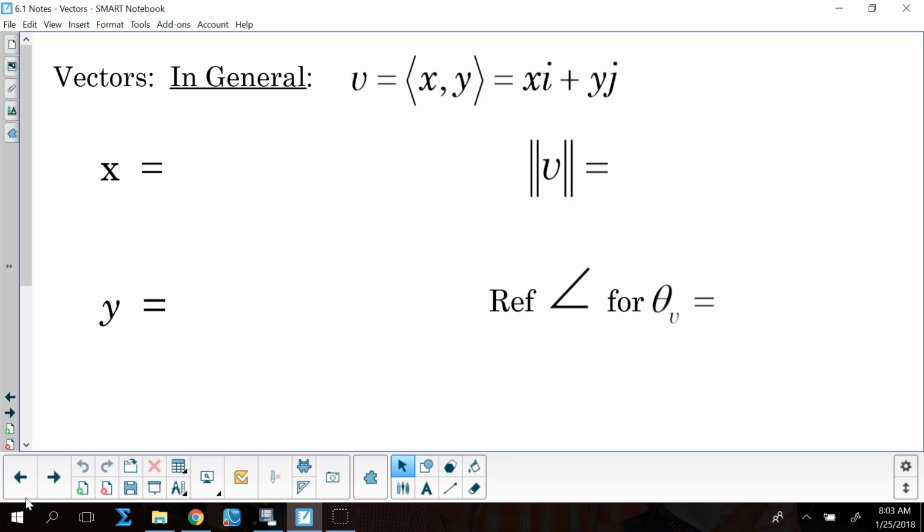Alright, so let's start. I believe we're at the bottom of page 2, and we're in a box.